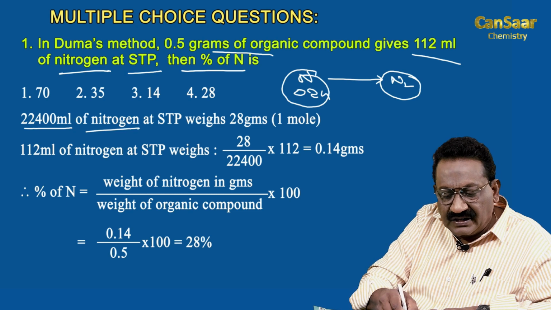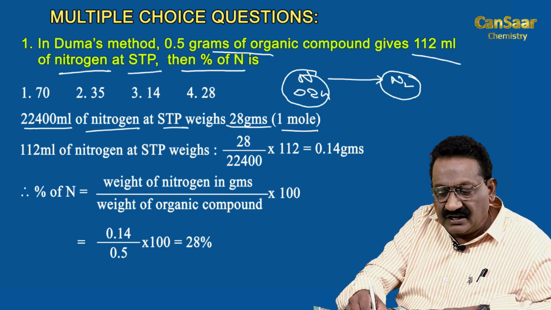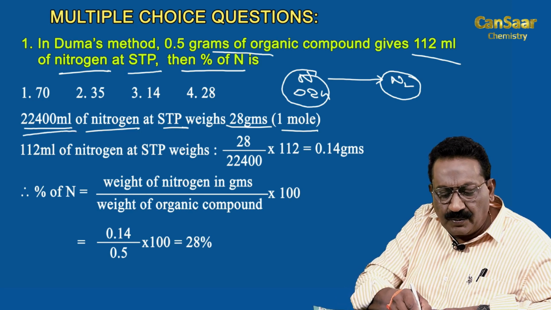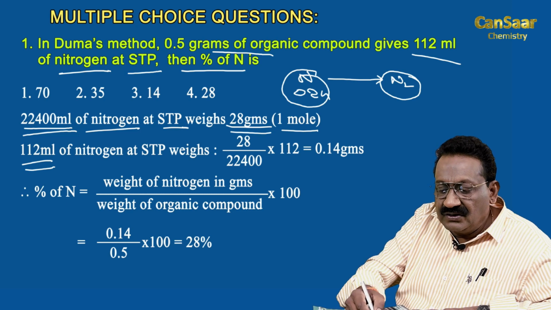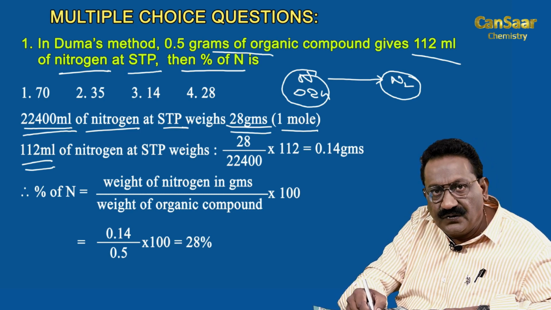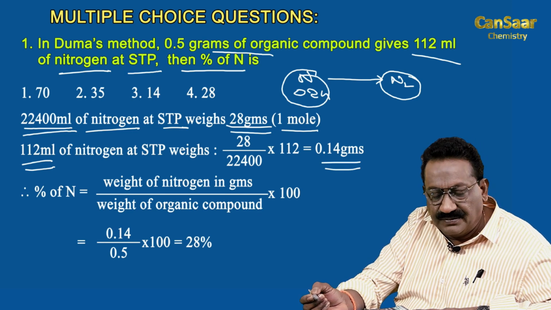22,400 ml of nitrogen gas at STP means 1 mole weighs 28 grams. So 22,400 ml is 28 grams. Therefore 112 ml is 28 by 22,400 into 112, that is 0.14 grams.